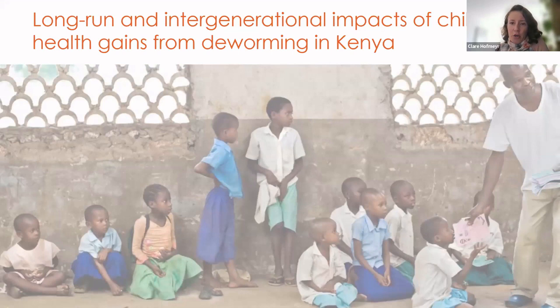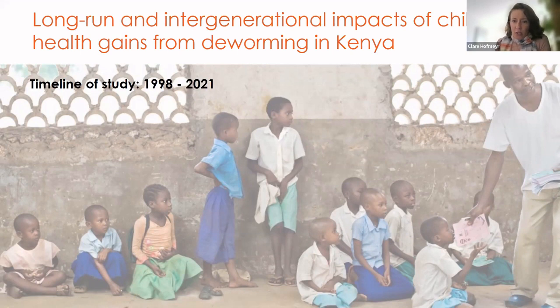Okay, so the second RCT I thought would be interesting to take you through is the long run and intergenerational impacts of child health gains from deworming in Kenya. I mentioned at the beginning that deworming was one of the earliest big RCTs to be done by JPAL, and it's one of the RCTs that has led to the greatest impact in terms of being scaled up to reach a large number of individuals.